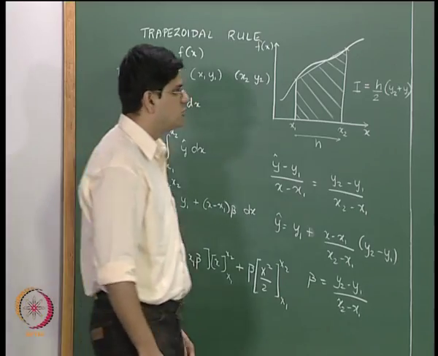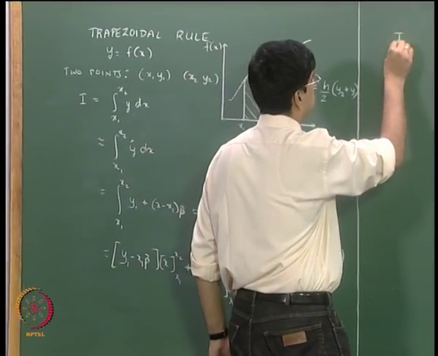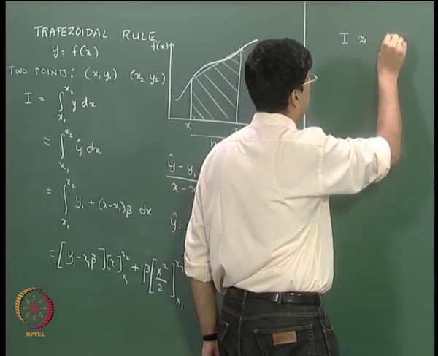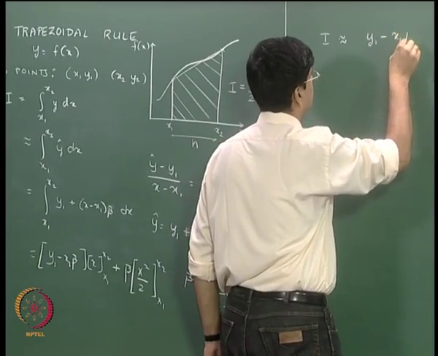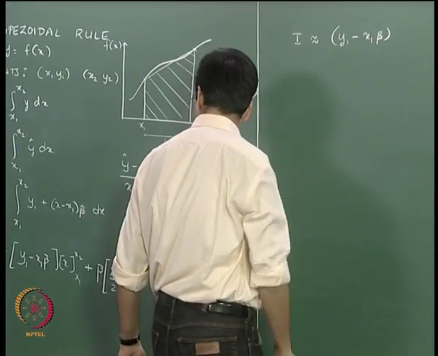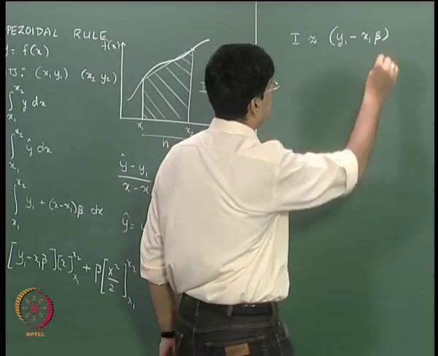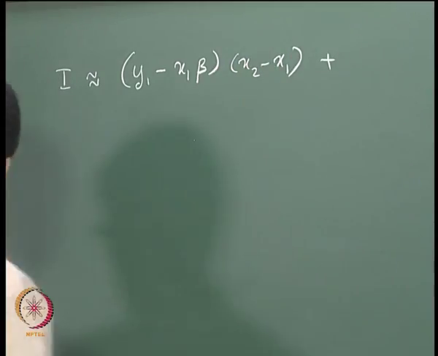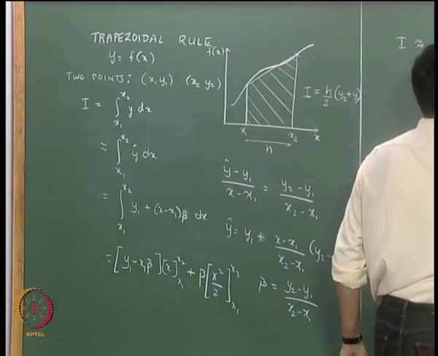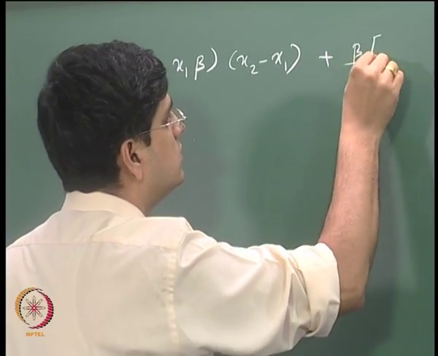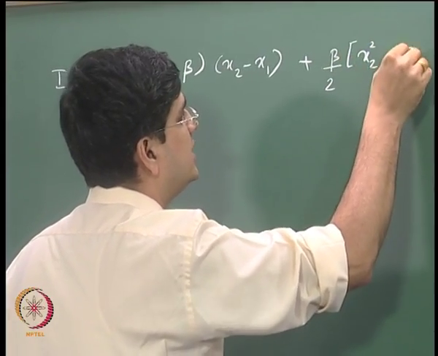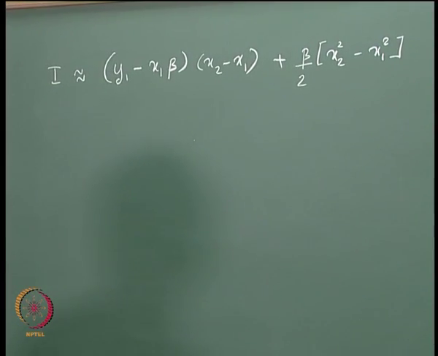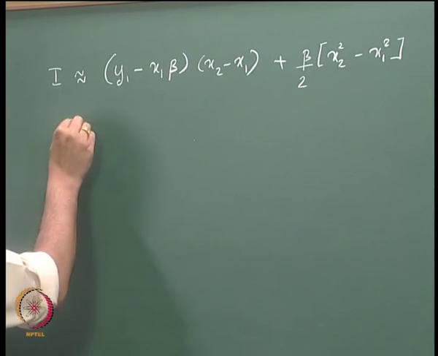Okay, so let us substitute those values in there. So I is going to be approximately equal to (y1 minus x1 beta) multiplied by (x2 minus x1), plus I will have beta by 2 times (x2 squared minus x1 squared). I will substitute the value of beta over here in a moment.